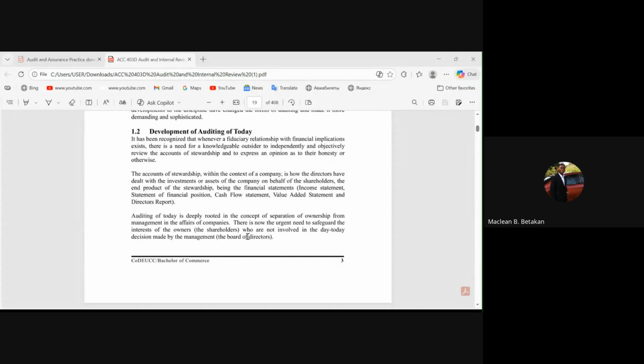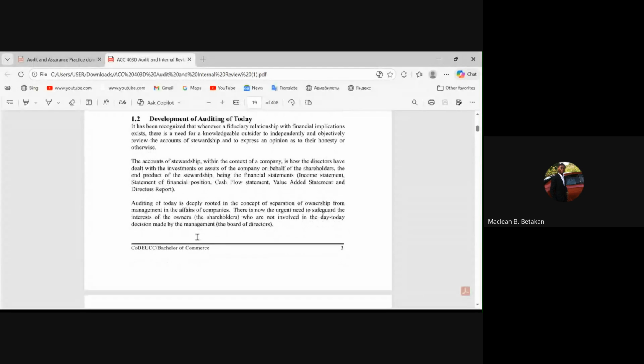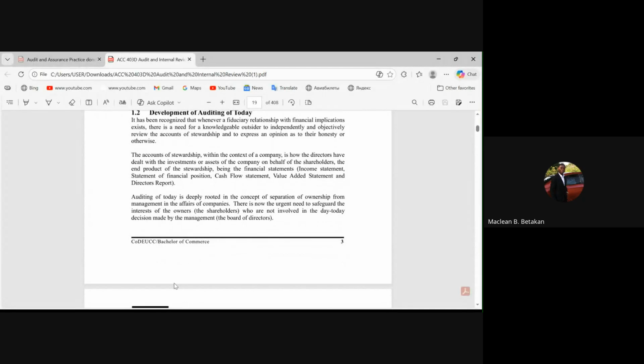So we realize that whenever there is that fiduciary relationship, especially when money is involved, there became the need for independent and knowledgeable persons to audit or check the accounts of people who are entrusted with the resources. When we talk about the company level, you would realize that we have directors in charge of the companies. They only act as stewards. So when we say somebody is a steward, what does it mean? Or what is stewardship?